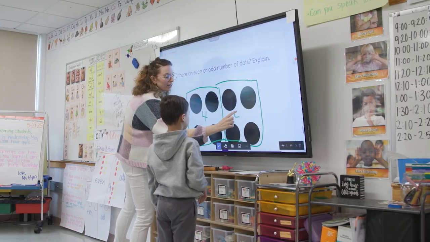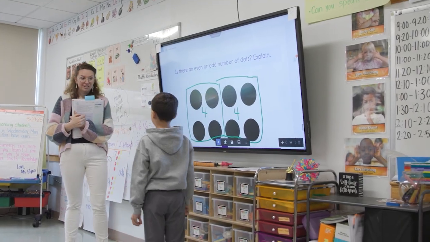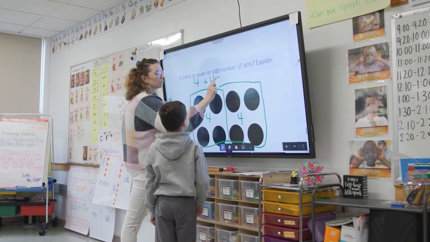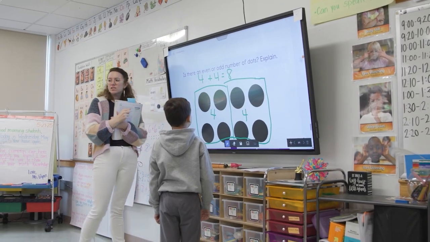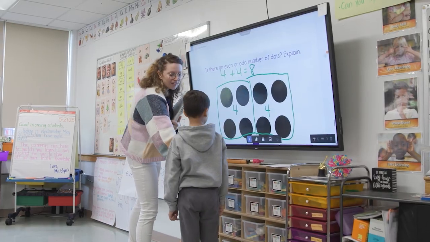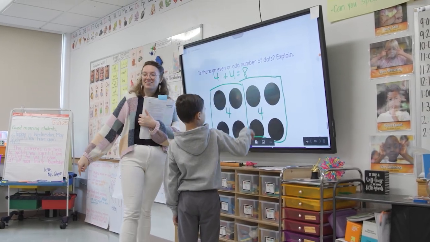Okay, so what equation could we write? 4 plus 4 equals 8. I noticed something about the addends. Do you notice something about these addends? They're the same. They're the same.